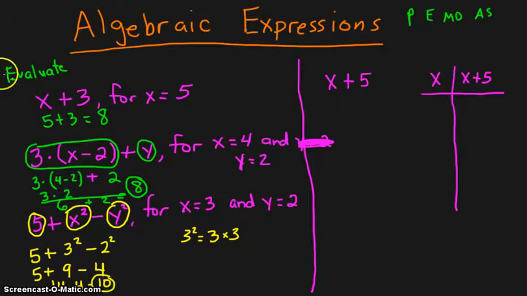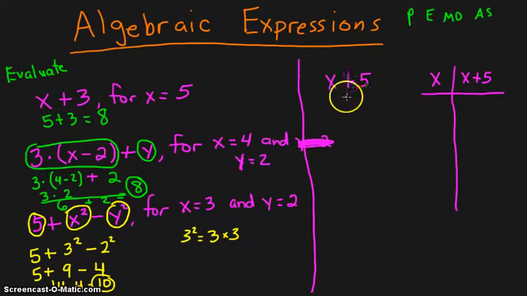So when we evaluate expressions, if they tell you what value to replace the variable with, you just plug them in and you do order of operations. It goes from an algebraic expression, like the purple, to a numerical expression, like the green and purple. Algebraic expression changed to numerical expression.